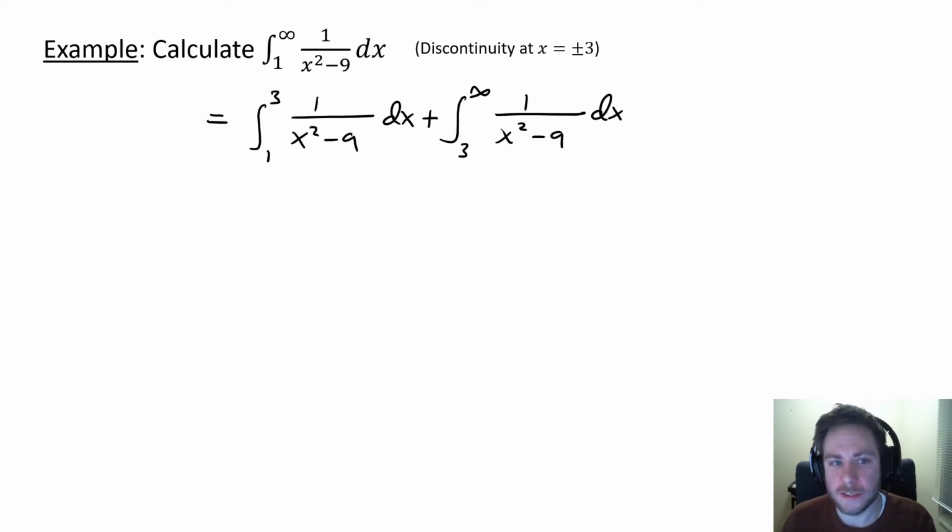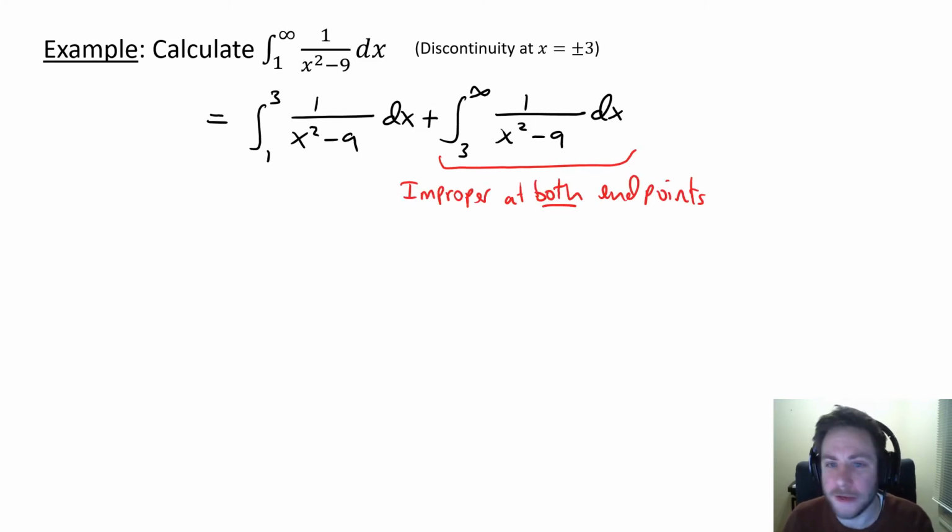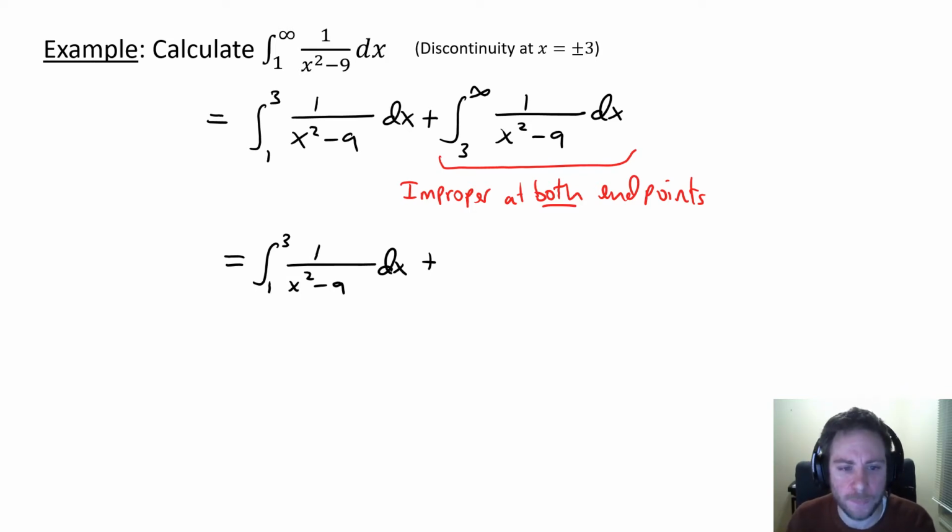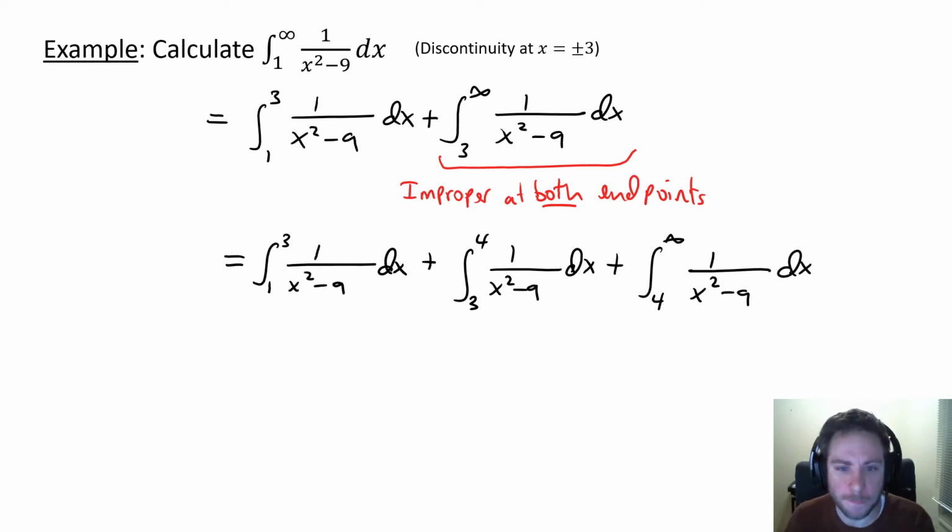This is a good start, but you should notice this second term is now improper at both endpoints. The lower limit is a discontinuity, and the upper limit is infinite. Since there are two improper features, we should split this integral up even further. We still have the integral from 1 to 3 as our first term, but the integral from 3 to infinity should be split up. We could consider the integral from 3 to 4, and then add the integral from 4 to infinity.